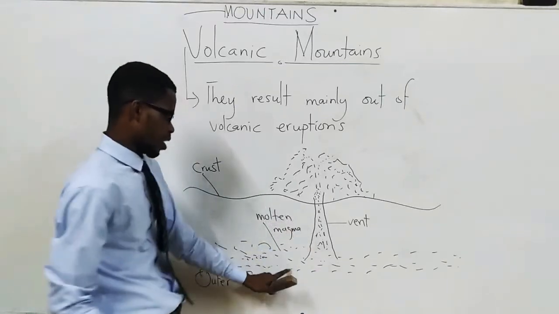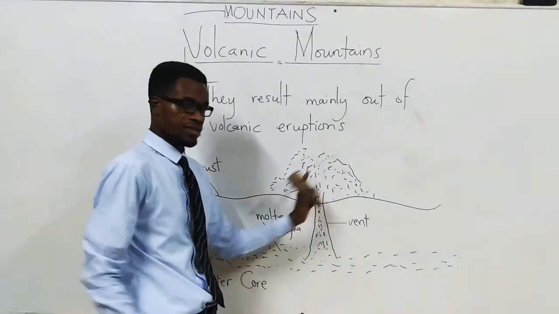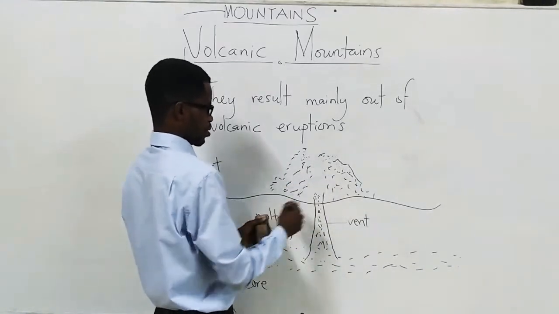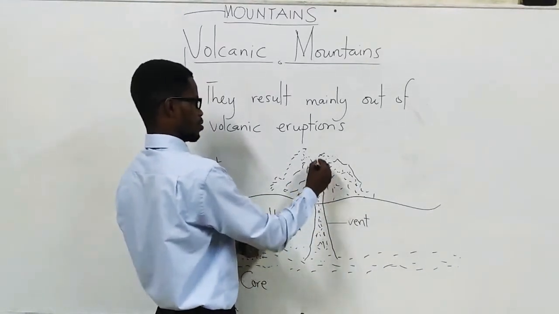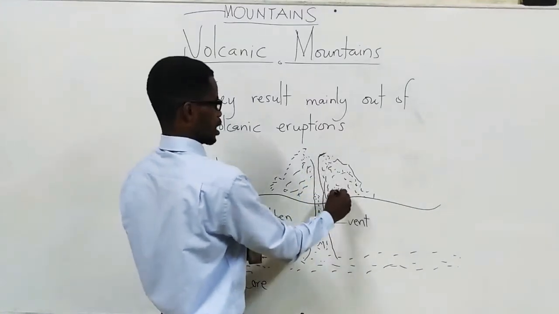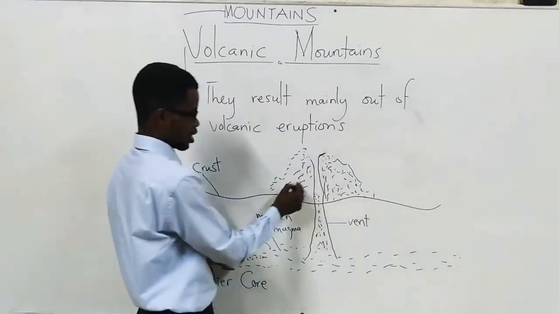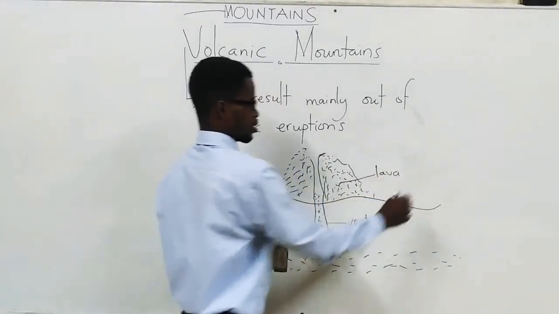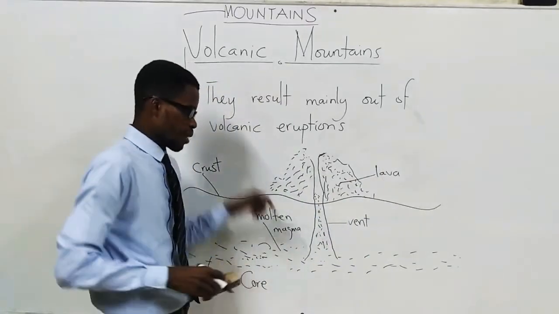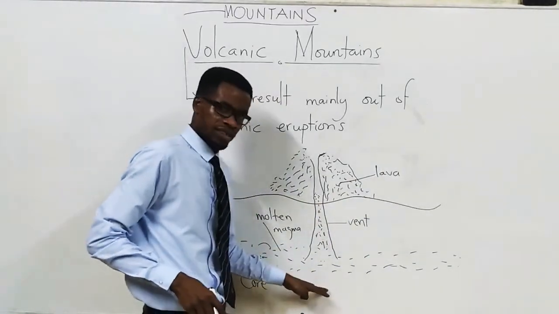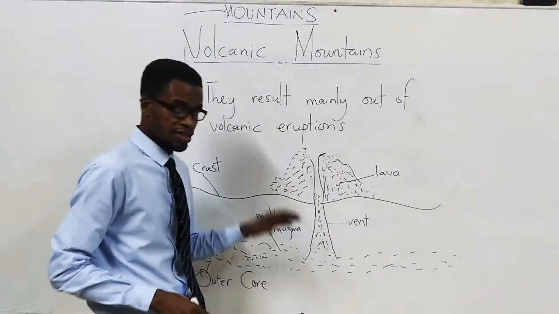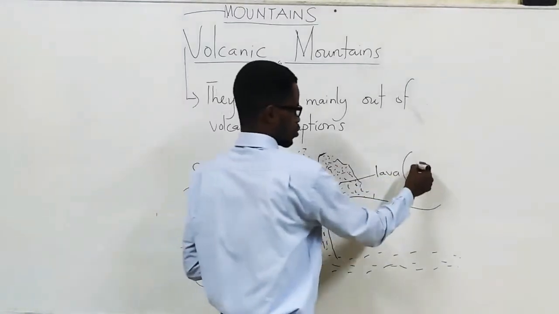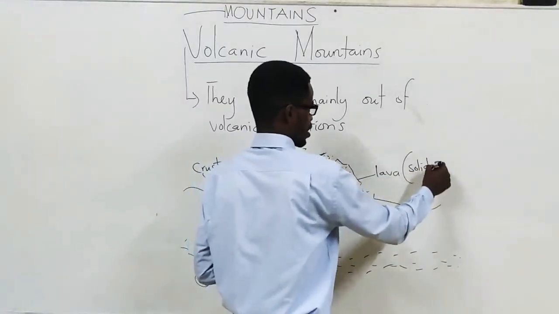This becomes a molten magma passing through a vent and then appearing on the surface of the crust. So when it appears on the surface of the crust, we will call it lava. It becomes lava. We call it lava, but within the earth, it is magma. Okay, so now we have the lava. This lava now solidifies. So, solidified lava.